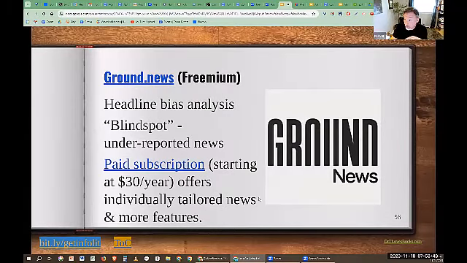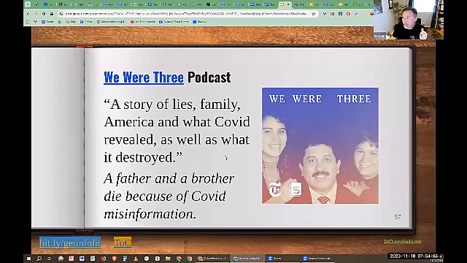Ground News is a freemium source that what I love about it is it has a blind spot analysis. So it sends you, here's a story that the left isn't reporting on much. Here's a story that the right isn't reporting on much. Here's some other news that you may have missed. Paid subscriptions offer a little more tailoring, but for free, they send you some basics, which is great. And I don't know that this would be for students necessarily, but for us to think about or for us to share with our staff, the We Were Three podcast is about a family where a father and a brother died because of COVID misinformation. I mean, again, talk about how misinformation can be deadly.